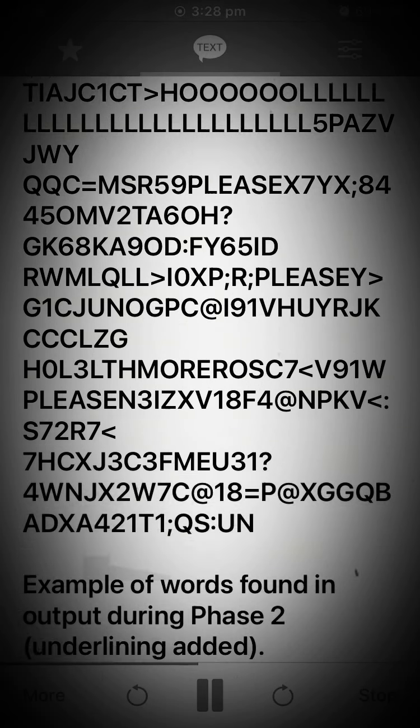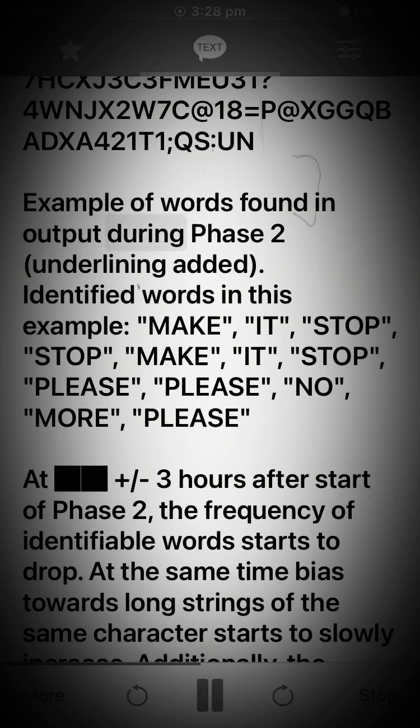Example of words found in output during phase 2. Underlining added. Identified words in this example.